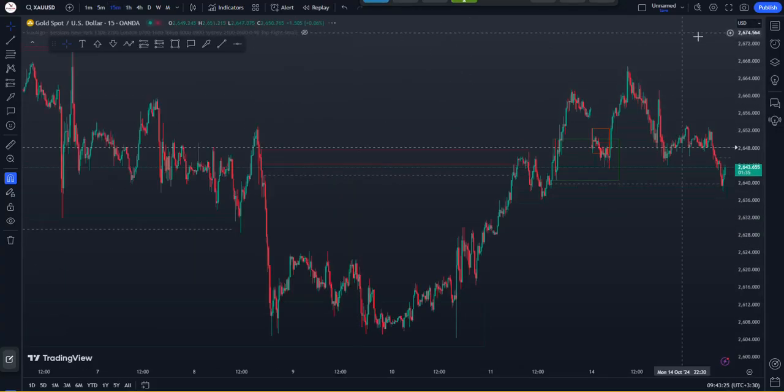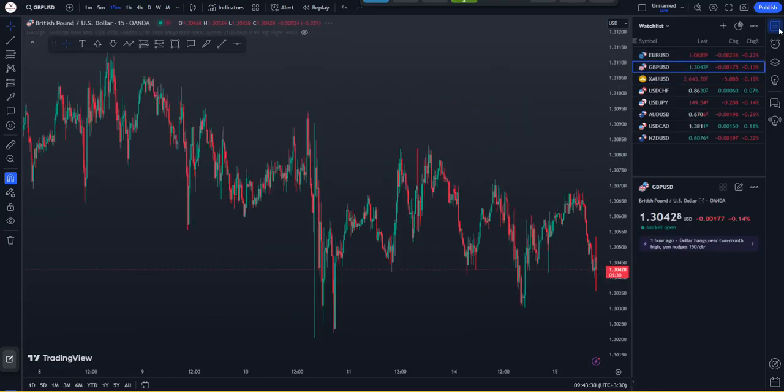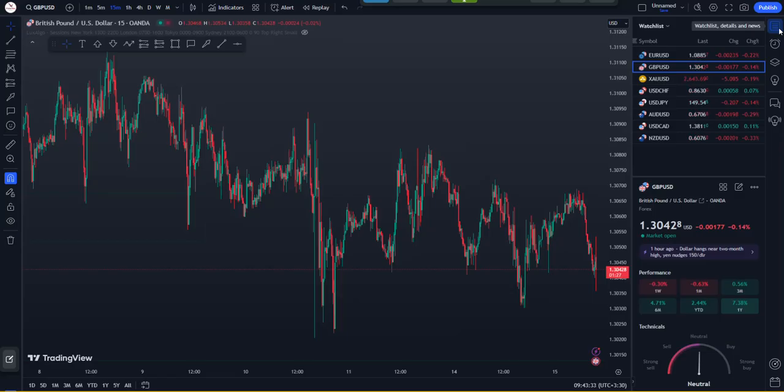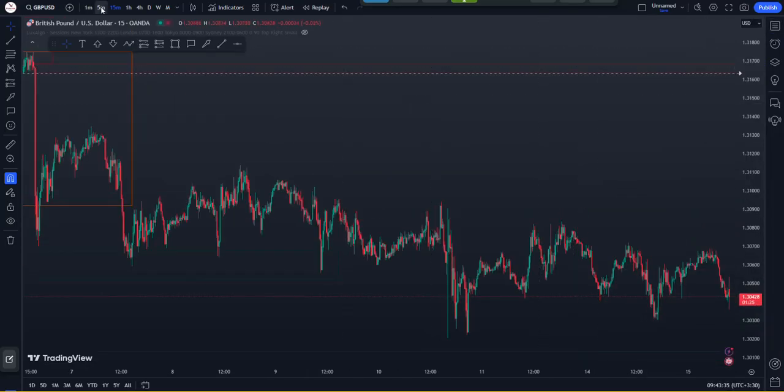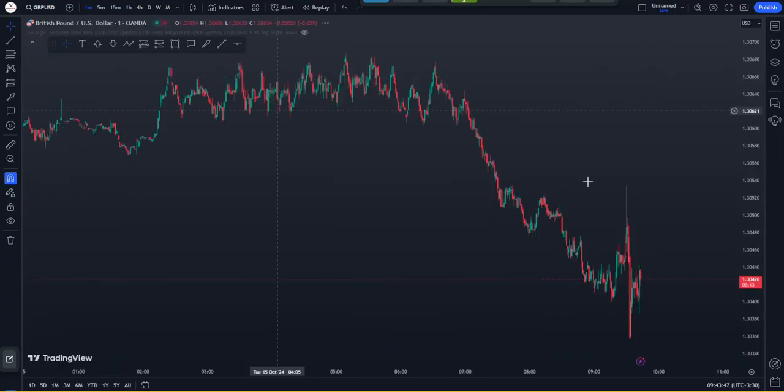So let's see Great Britain pound after that news of pound release. It's 9:30. This news is not very important and not very impactful on the chart. So let's see in here. This is 9:30. Okay, yeah, price going up.